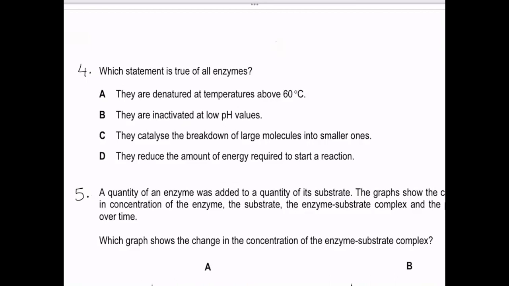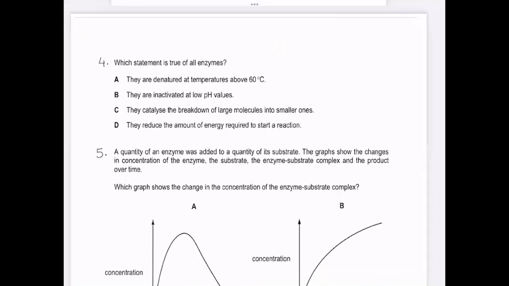And all enzymes are not denatured at 60 because there are some enzymes which are found in the bacteria that live in hot springs. The temperature of hot springs is 80 to 100 degrees. So the bacteria living there also have enzymes, and of course their optimum temperature is much more than 60 degrees Celsius. Okay, now this one.